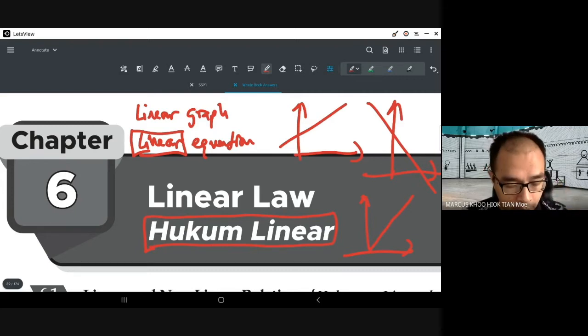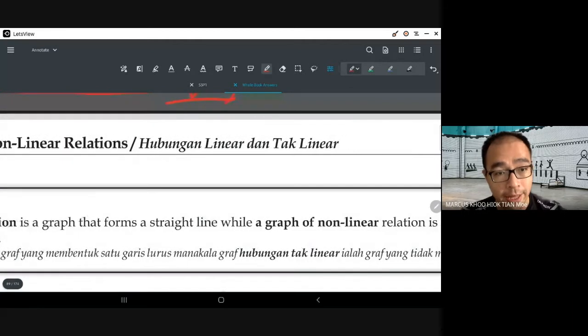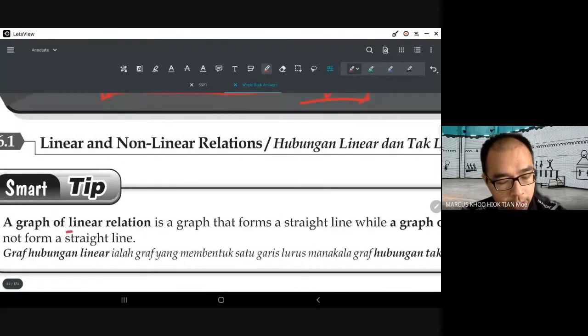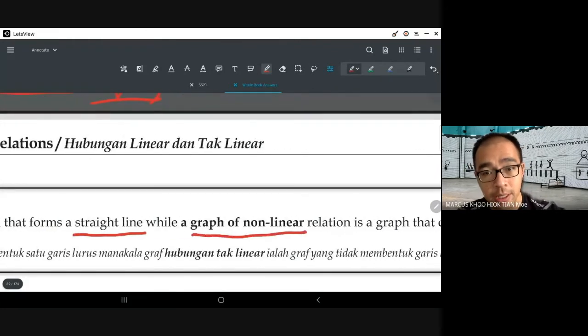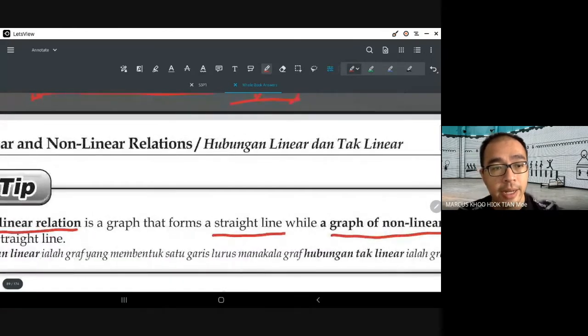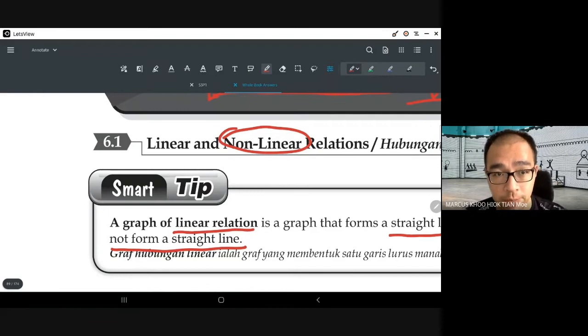But you need to know the skills involved. The first thing we need to talk about is that a graph of linear relation is a graph that forms a straight line, while a graph of non-linear relation is a graph that does not form a straight line. Anything that is not a straight line is called a non-linear relation.